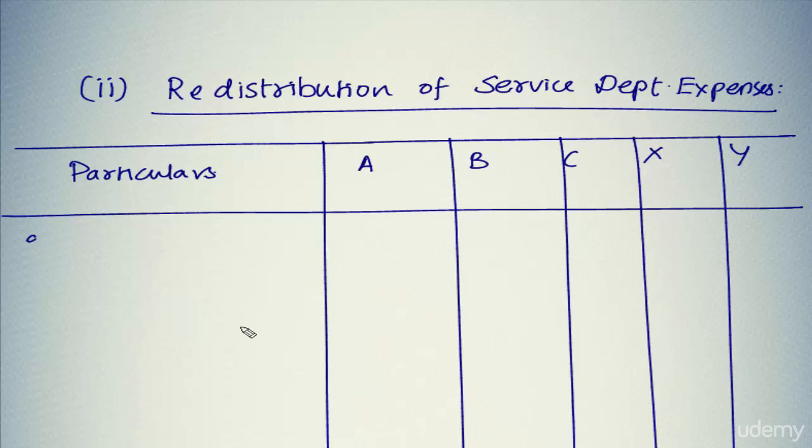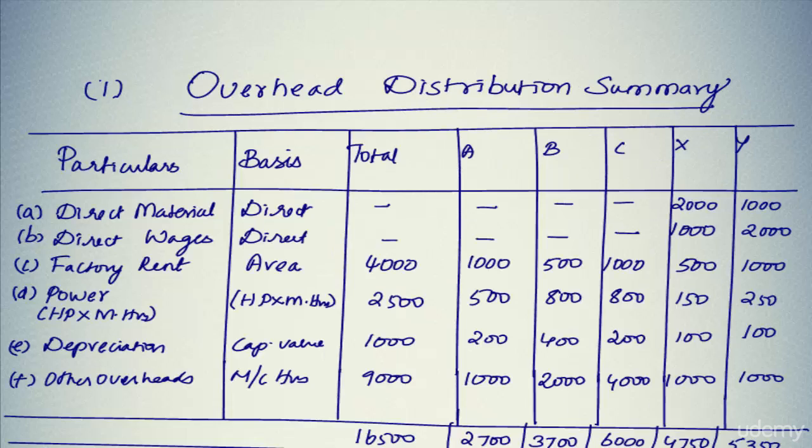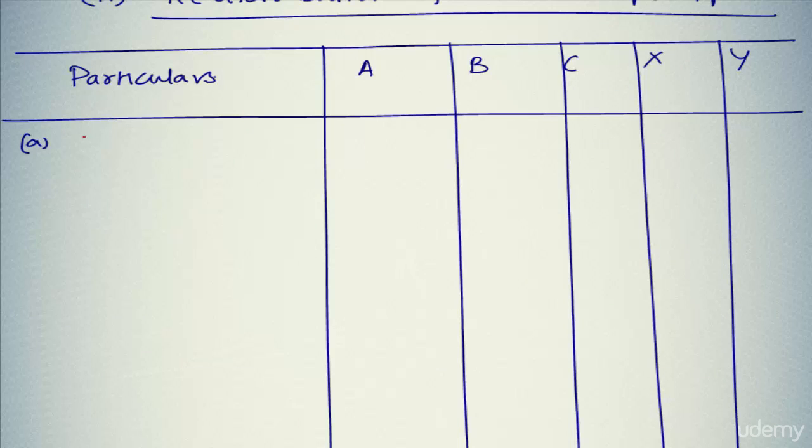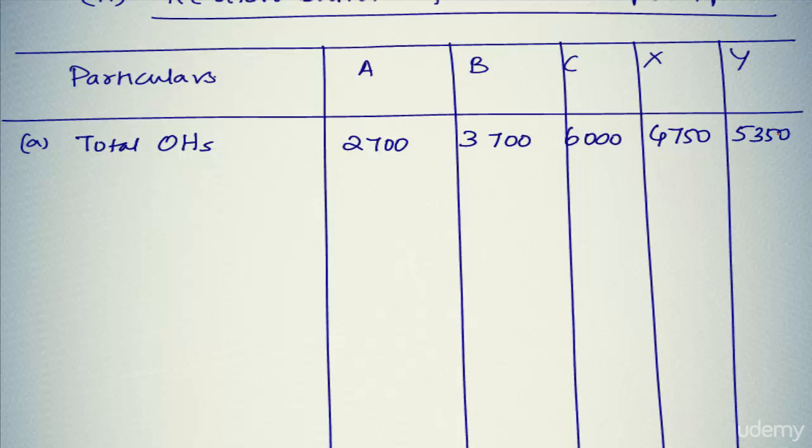Before that, let's write what the total overheads are, which we computed in our question 1. Let's write them here. Total overheads: for department A it is $2,700, department B $3,700, department C $6,000, department X $4,750, and department Y $5,350. Next, we have to apportion the overheads of service departments to the production departments.